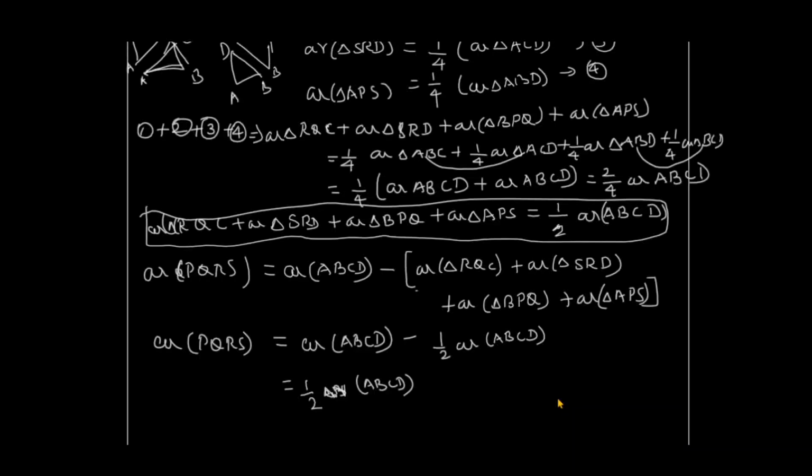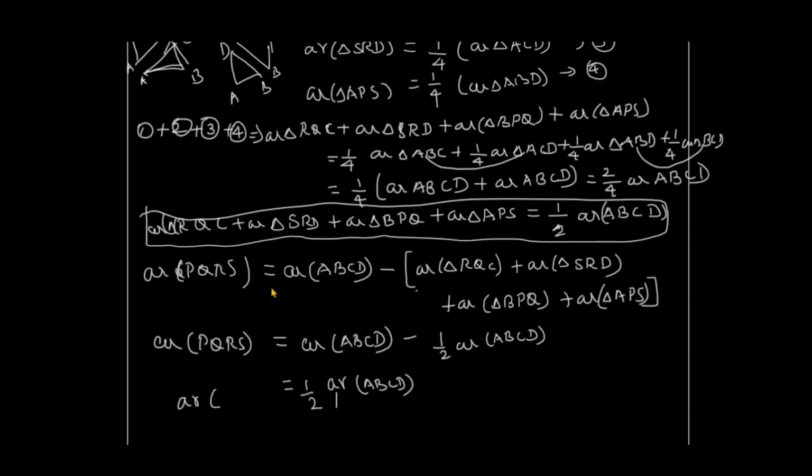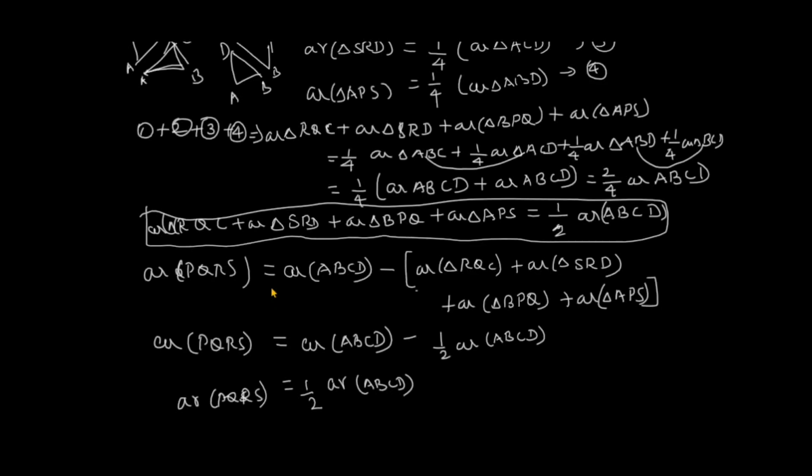That's all. Hence proved. So area of formed parallelogram PQRS is equal to half of the area of the quadrilateral ABCD. Hence proved.